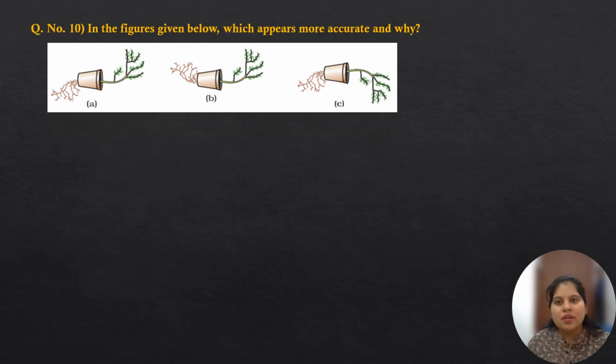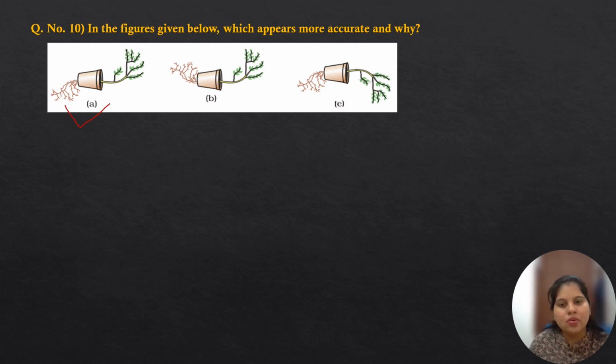Next question is, in the figure given below, which appears more accurate and why? Among these given images, which one is correct? You check. In this image, root is moving downward, shoot is moving upward. So it seems like correct. This statement is correct.